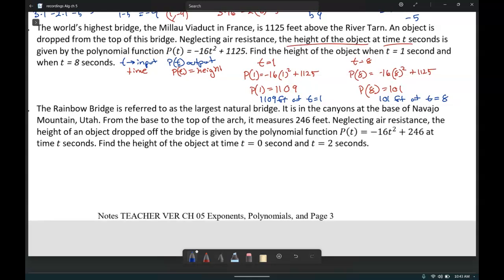We have another bridge. Go ahead and pause and try this one on your own. Similar setup as before. We want to evaluate p of 0 as well as p of 2. Notice at p of 0 we have a height of 246. It's important information. Take a note of that. We'll come back to it in a future lesson. And p of 2 equals 182.